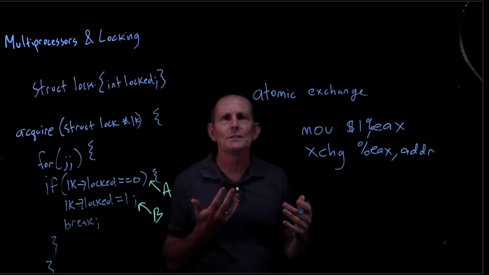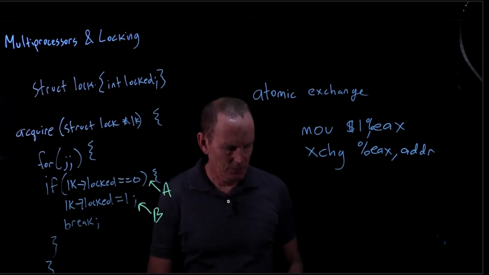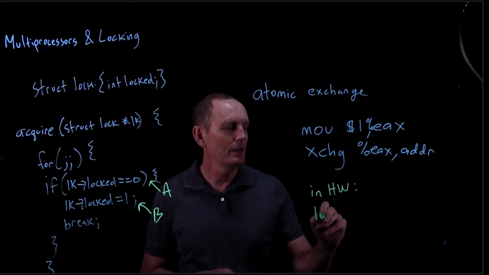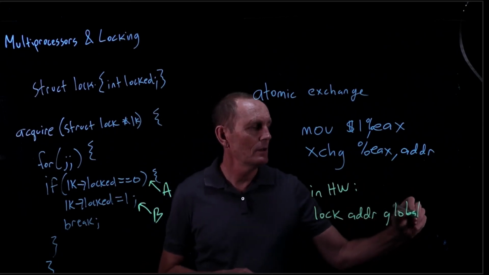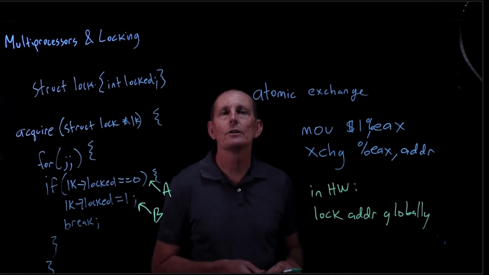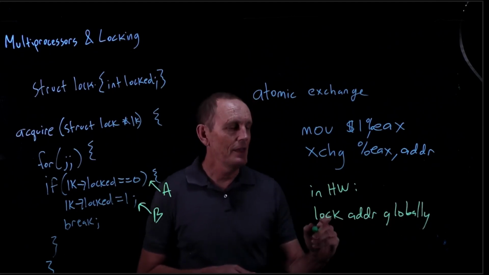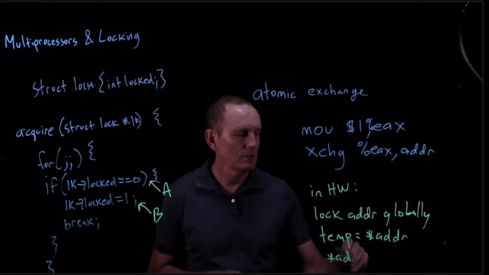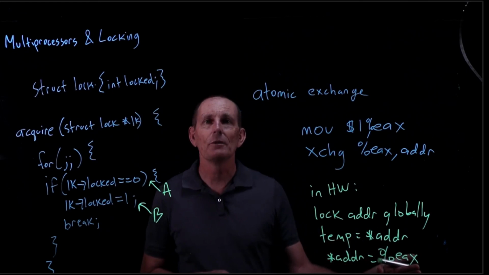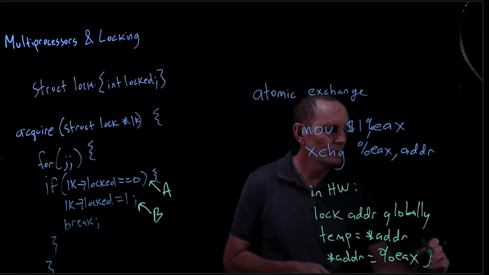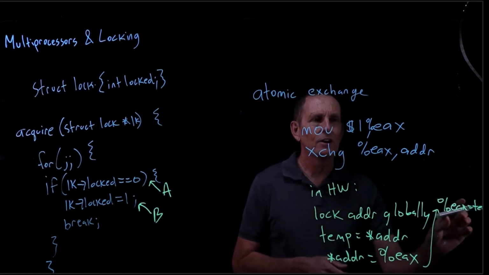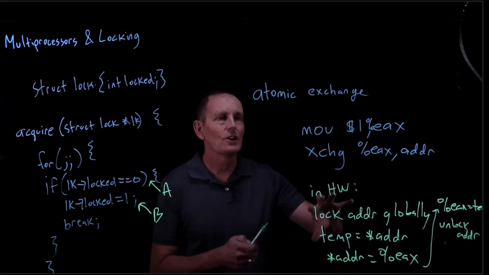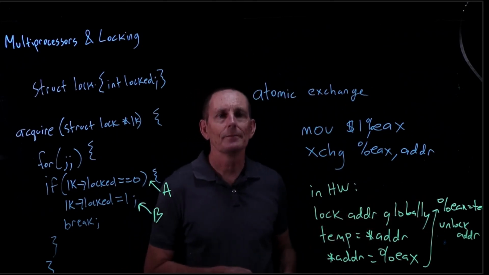So what really happens in hardware is this. The address gets locked so that no other processors can access it, and then it reads from the address, writes the value from the register into the address, writes a temporary value into the register, and then unlocks the address. So this all happens atomically.